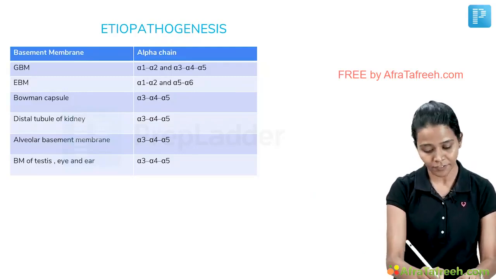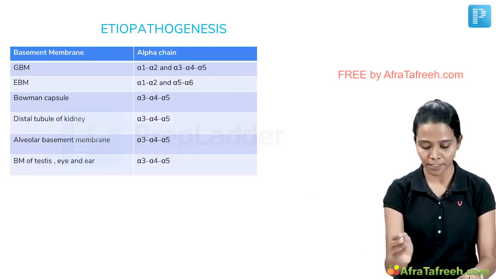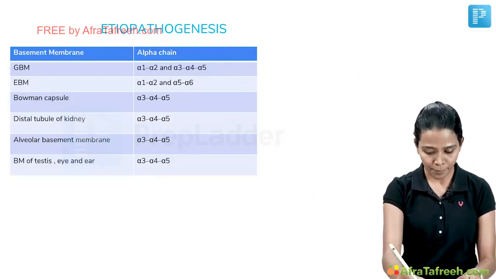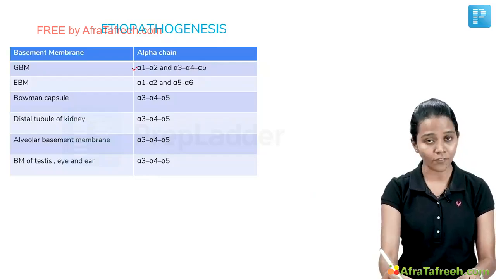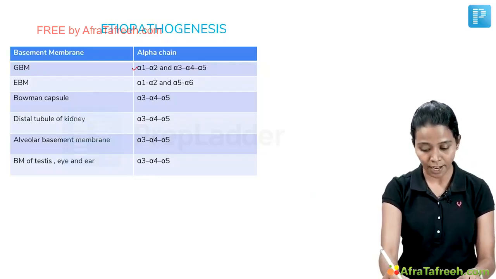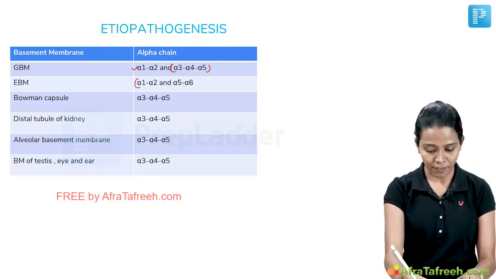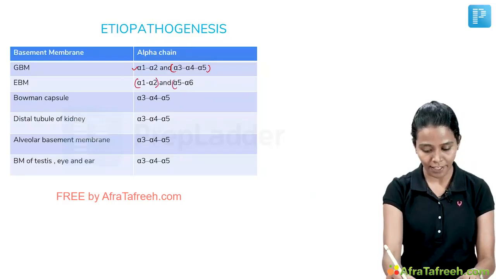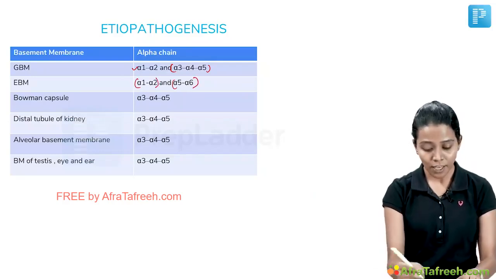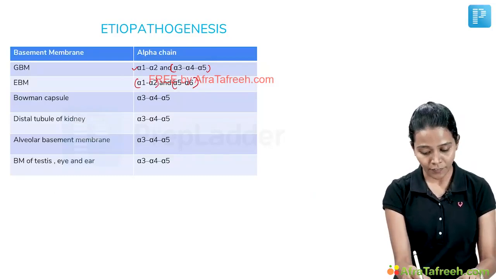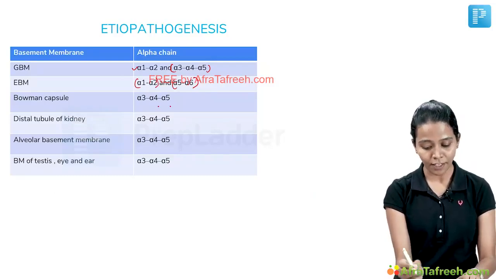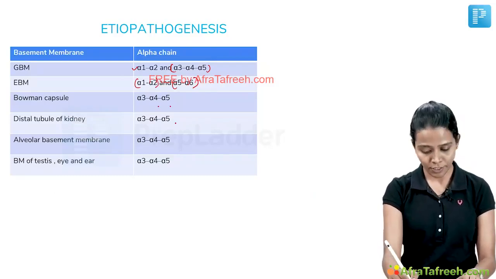So, these are the different places where basement membranes are present. In the glomerular basement membrane, alpha 1 and alpha 2 chains are deposited, and alpha 3, alpha 4 and alpha 5, right? In the epidermal basement membrane, the chains are alpha 1 and alpha 2, alpha 5 and alpha 6. Okay. In the Bowman capsule, it is alpha 3, alpha 4 and alpha 5. In the distal tubule of the kidney also, it is the same.